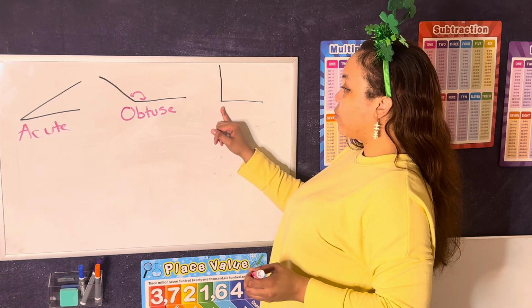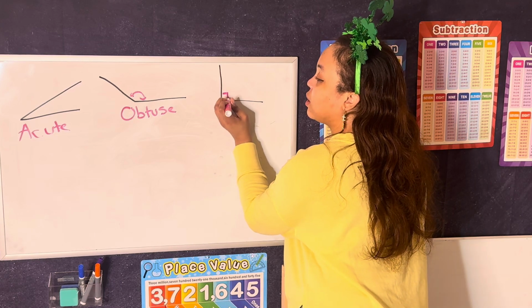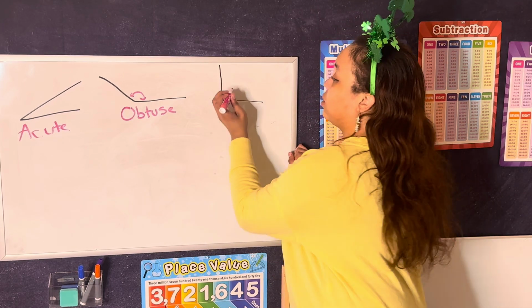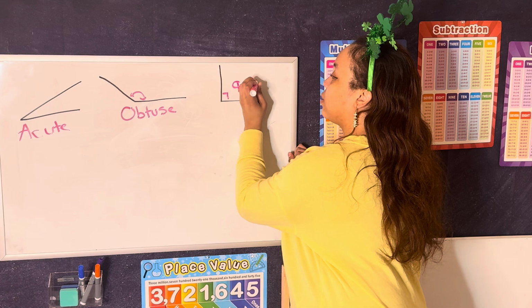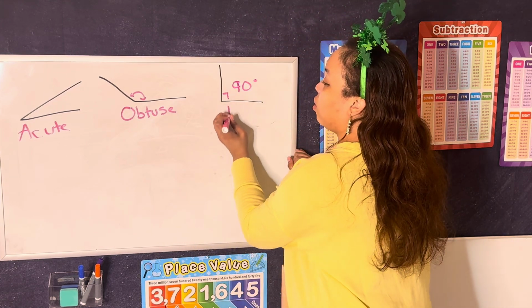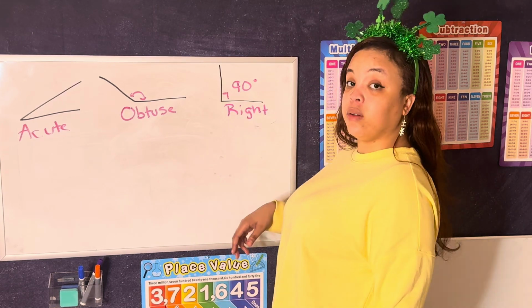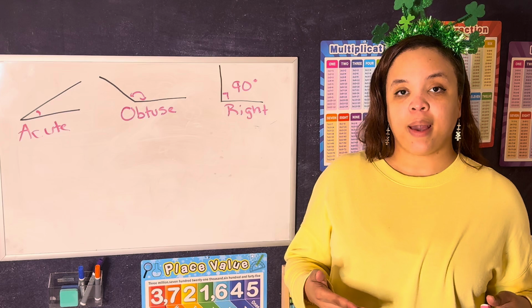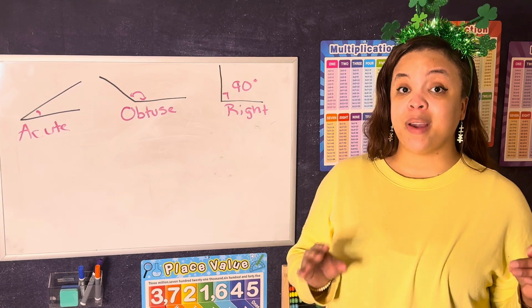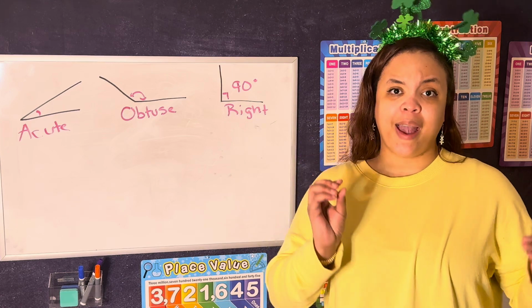This one is a perfect angle because it is 90 degrees. And it's called a right angle. So when you think about a book, it has 90-degree angles. When you think of a slice of pizza, you think of acute angles.